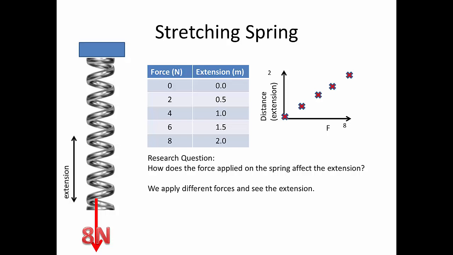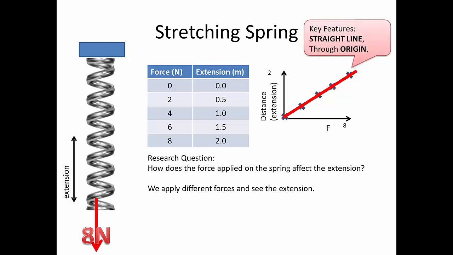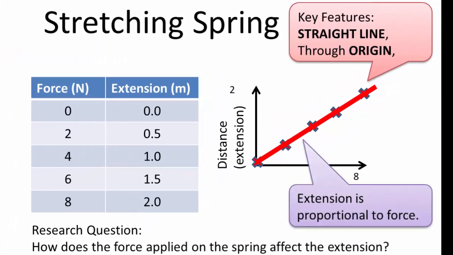Now we need to draw a line of best fit through the points. The key features of this line are: 1, it is a straight line. Secondly, it goes through the origin. And if it's a straight line through the origin, we can say that the extension is proportional to the force. What that means is that if you get a force, for example, 2 newtons, and the extension is 0.5 meters, if you double the force from 2 to 4, you're going to double the extension. If you triple the force, you're going to triple the extension. This is what proportionality means.